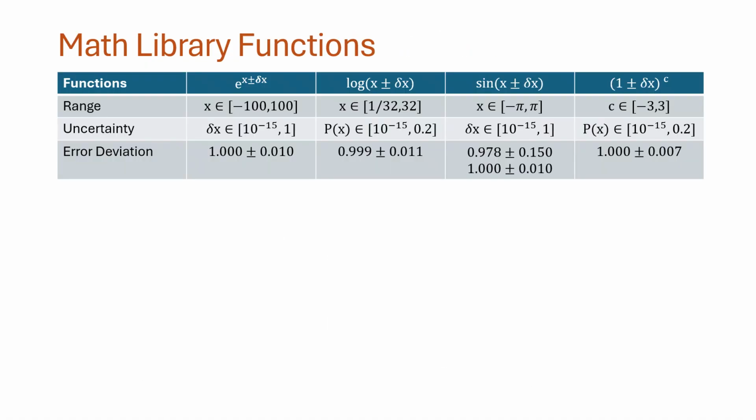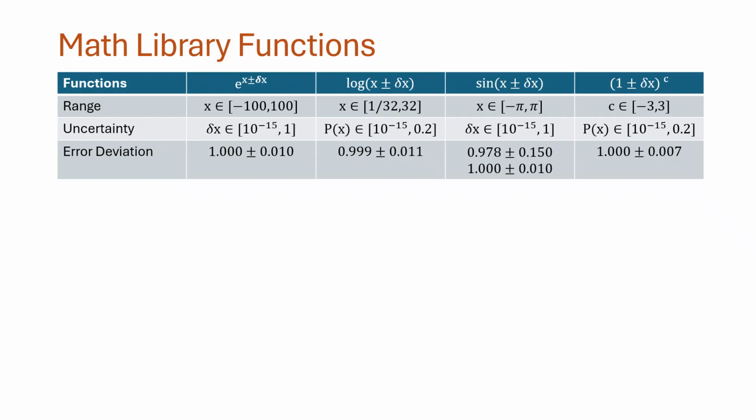Now let's compare math library functions and the StatisticalTaylorExpansion. Also, we use a stochastic approach. Right here, I have listed the 4 most fundamental library functions: exponential, log, sine, and power. And for a pretty wide range of uncertainty or precision, you can see all the error deviations are extremely close to 1, except for the sine, which I listed 2 values. One is very close to 1, another one is slightly less.